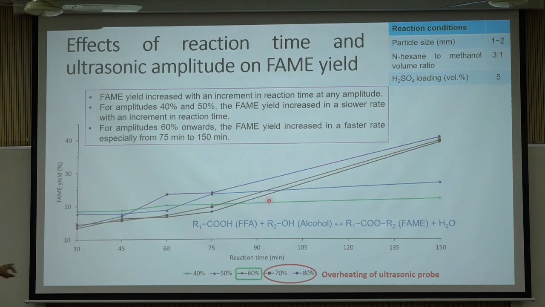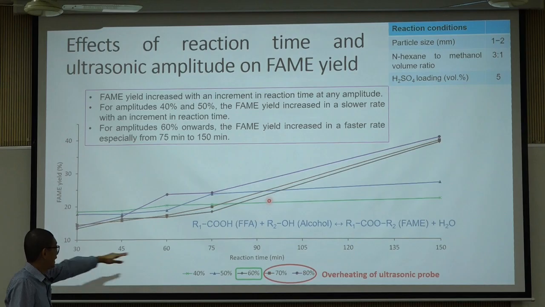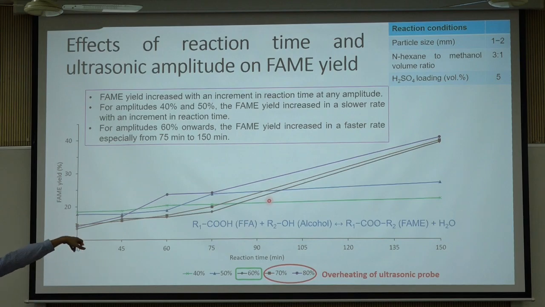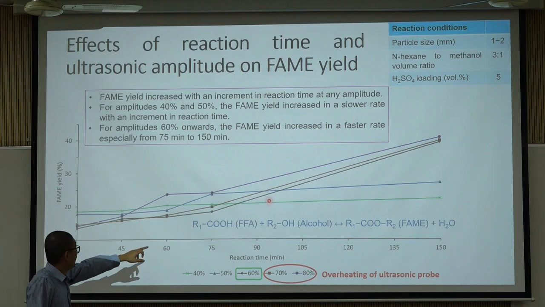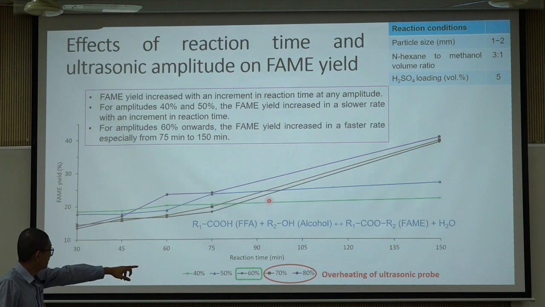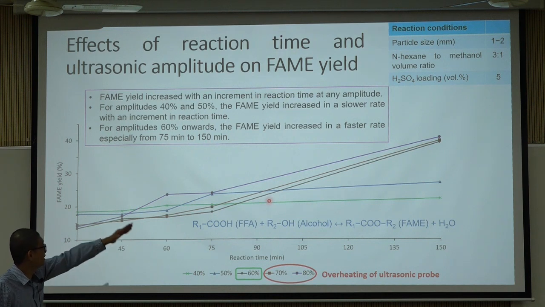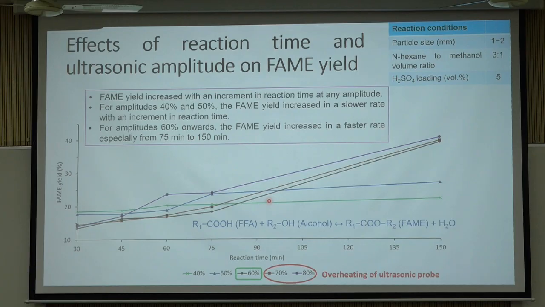So we found that even though with higher frequency and longer reaction time the FAME yield keeps increasing, we take 150 minutes and 60 degrees as the optimal conditions. And you see, if we use 60% amplitude, the reaction rate is much higher compared to 40 to 50 degrees C.